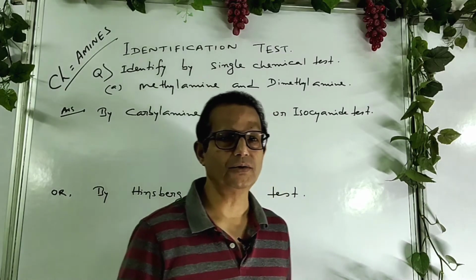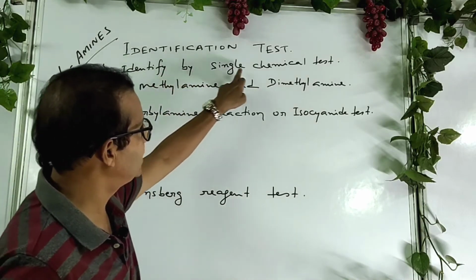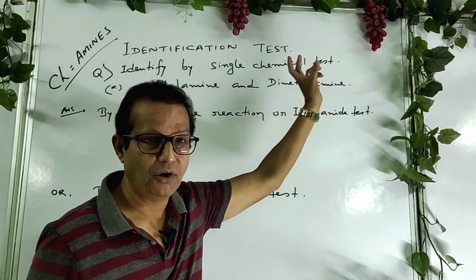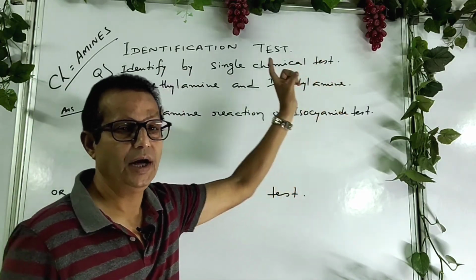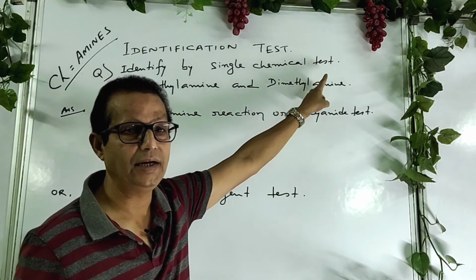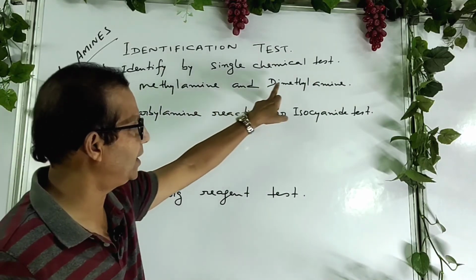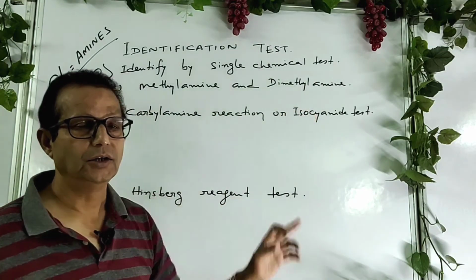Now the first question is: identify by single chemical reactions. This is the format of board question. Identify the following compounds by single chemical test. The question is methylamine and dimethylamine.